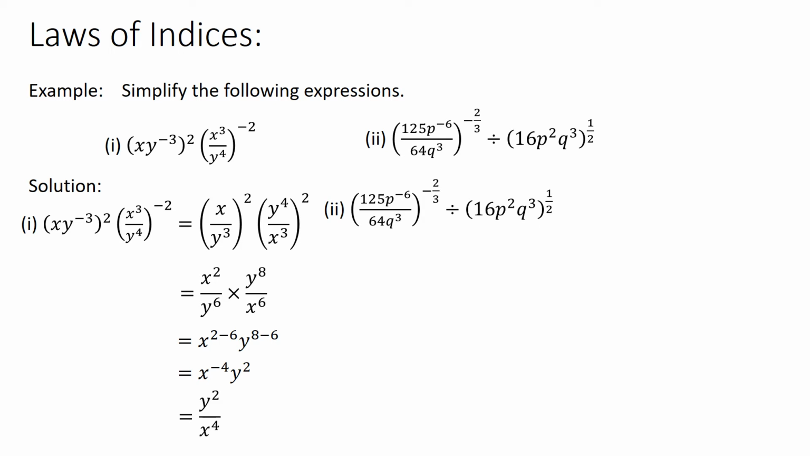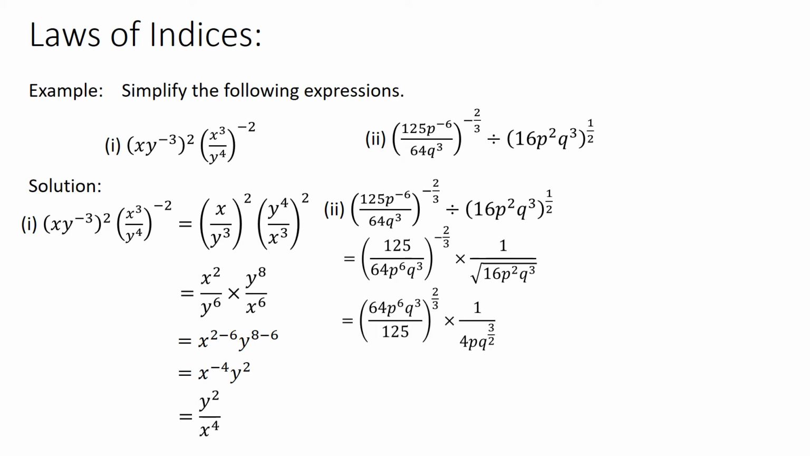For the second expression, we can firstly change the divide sign to multiply sign, and the power half becomes square root. Then the negative power becomes positive power by switching the position of the numerator and the denominator, which becomes 64 p to the power of 6 q cubed over 125 to the power of 2 over 3 times 1 over 4 pq to the power of 3 over 2.